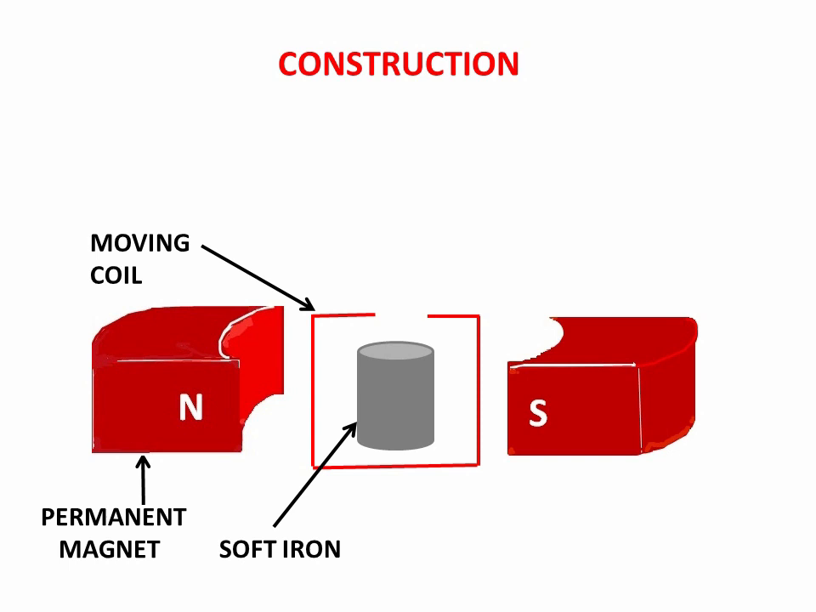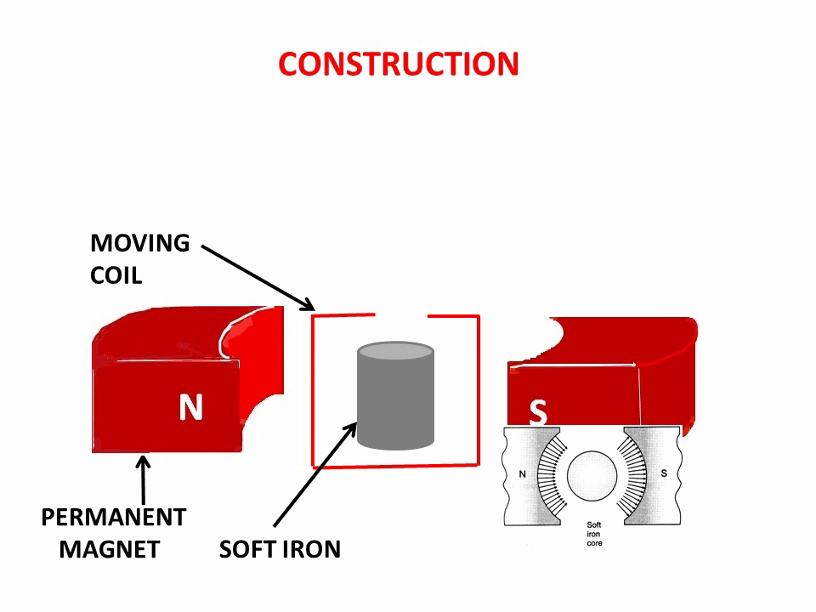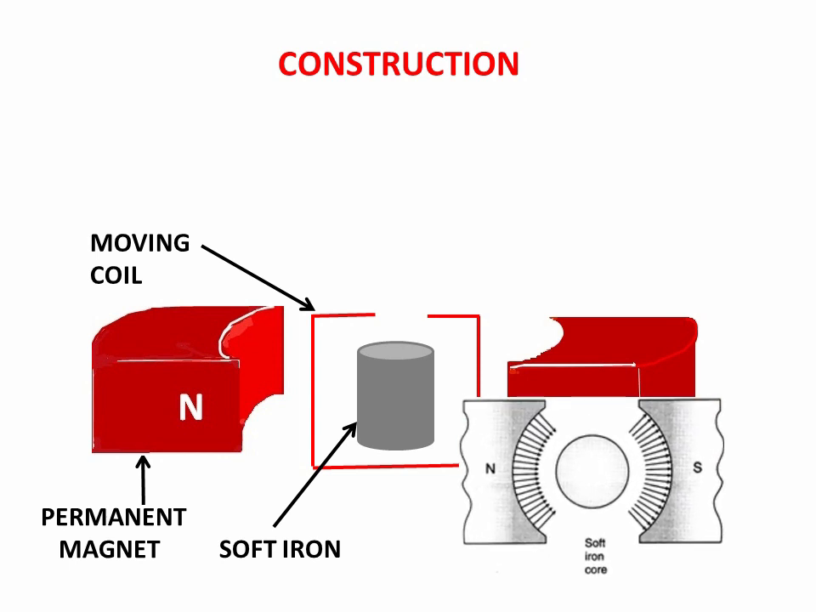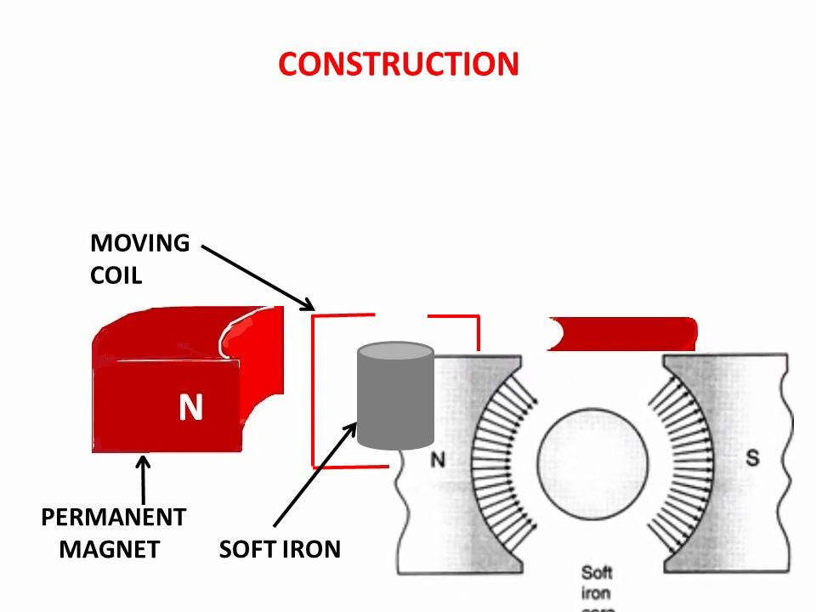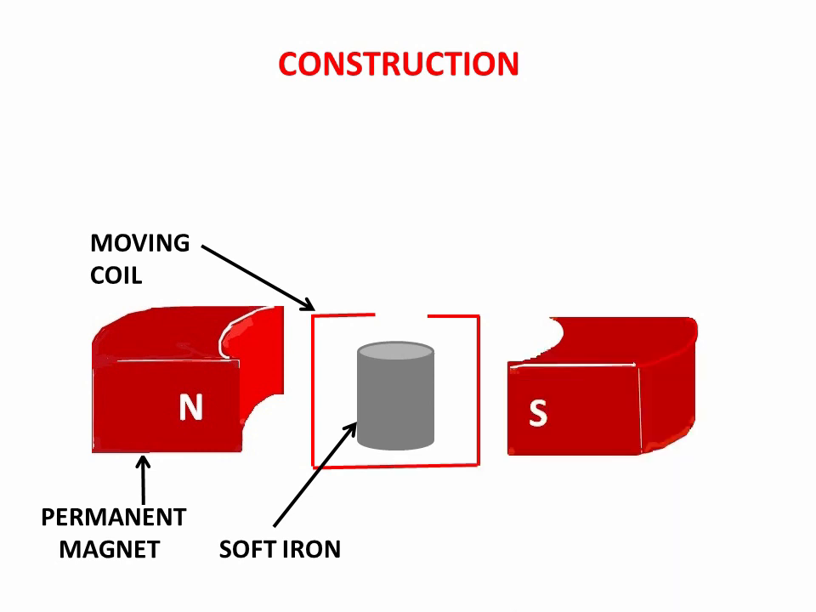If we place a soft iron in between the magnets, it will produce a radial magnetic field. So, it is not affected by any external magnetic field. This diagram represents the radial magnetic field. The middle circle is soft iron.